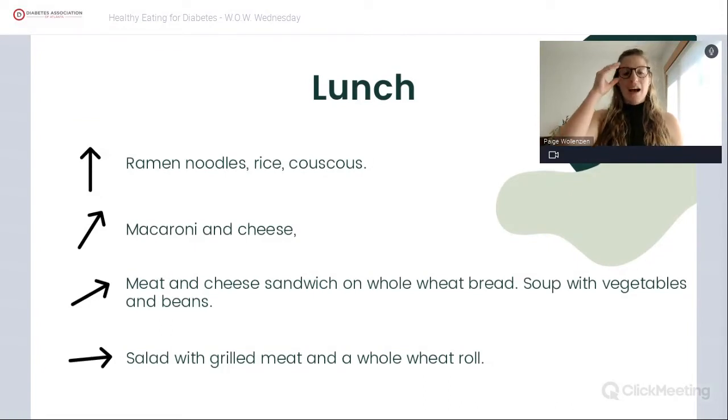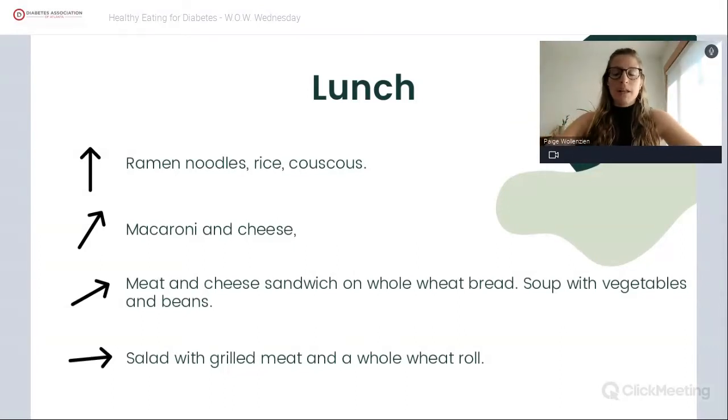All right. So for lunches, here are some simple examples that I came up with. If we're having things like ramen noodles or plain white rice or couscous, these are going to cause the most rapid increase in our blood sugars. More moderate would be a food like macaroni and cheese that is still made with white flour, but does have some cheese in it, so it will have some protein.